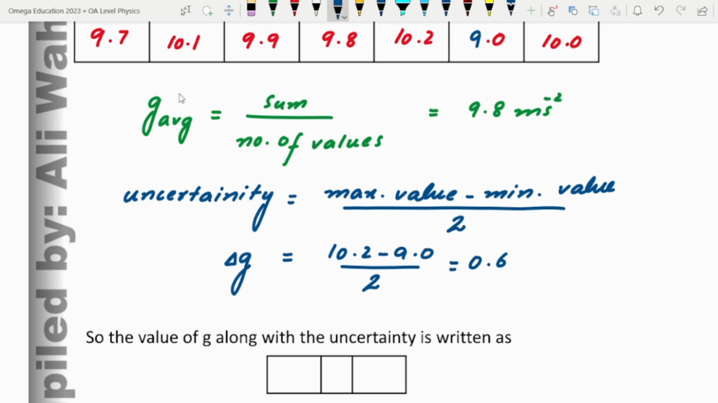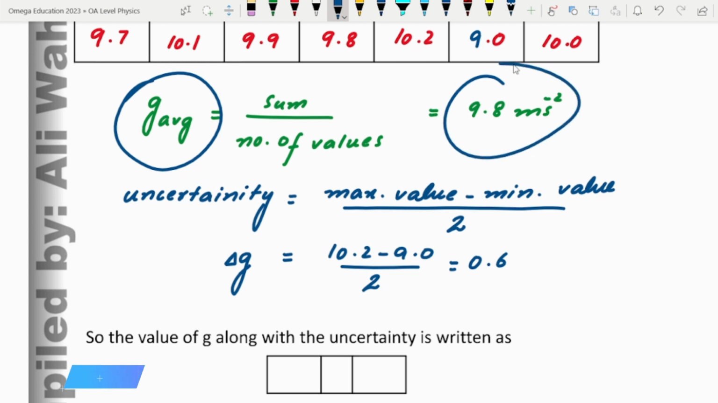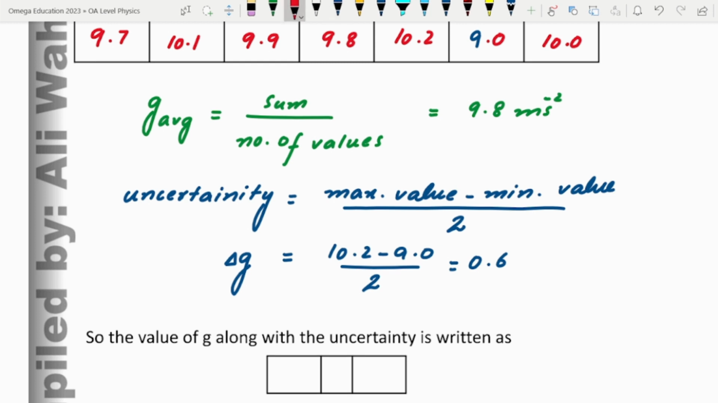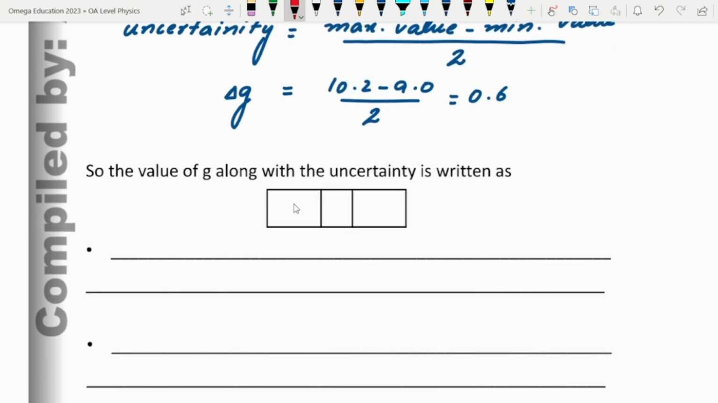So this is the experimental value: the student performs the experiment, then does the calculation and comes up with the final answer after taking the average. So his final answer was 9.8, and then the uncertainty was 0.6. So you would write it as, first the experimental value 9.8, then plus minus, and then the uncertainty 0.6. So this is how you write the uncertainty in your final answer.